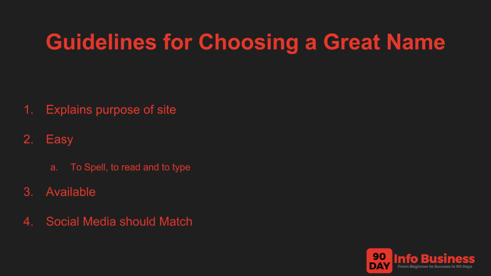So number 3, obviously the domain name's got to be available. We'll take a look at that when we register, but not more than one person can have a domain name at a time. Obviously, 10 of us can't own Amazon.com, only one company can, so it needs to be available.